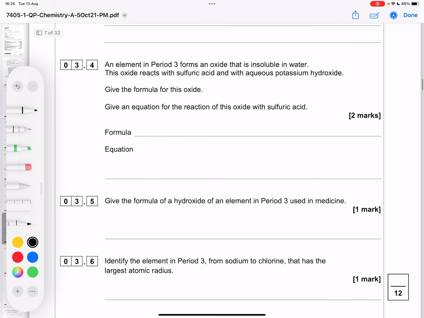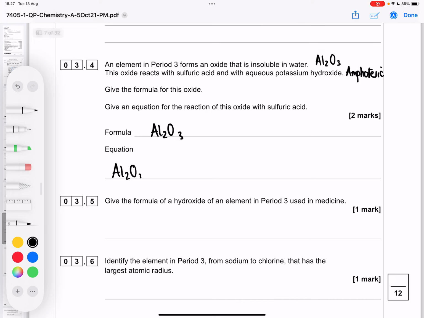An element in period 3 forms an oxide that is insoluble in water. It reacts with sulfuric acid and potassium hydroxide, which means it's amphoteric. So that's the clue. The clue that it's going to be aluminium oxide as the insoluble oxide, because aluminium oxide and silicon dioxide are the insoluble oxides, but only aluminium oxide is amphoteric. SiO2 is acidic, but Al2O3 is amphoteric. So it says give a formula of this oxide. So we're going aluminium oxide, and give an equation for this oxide's reaction with sulfuric acid.